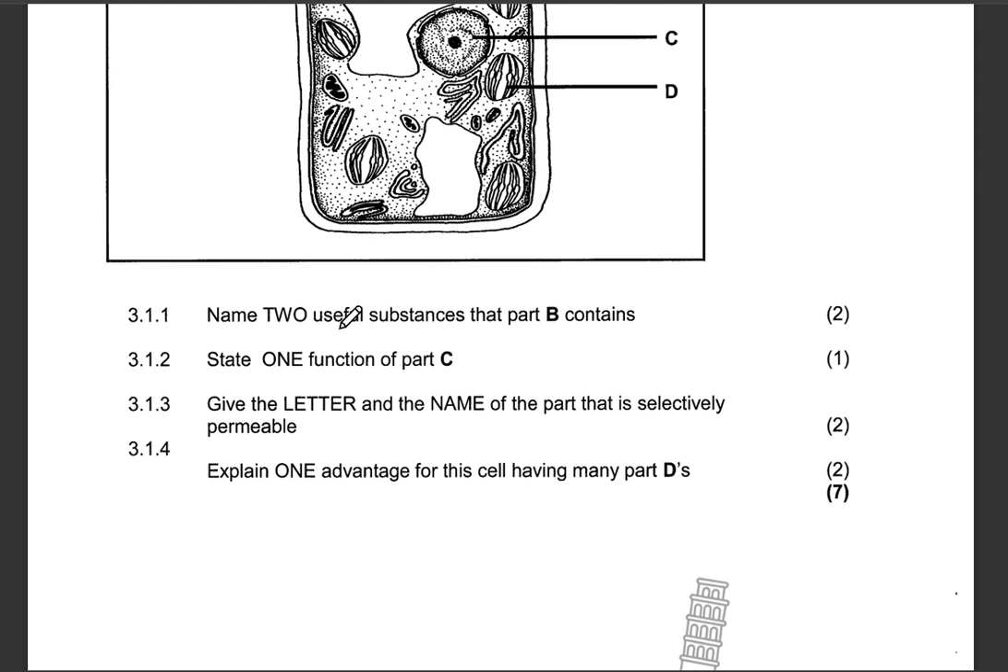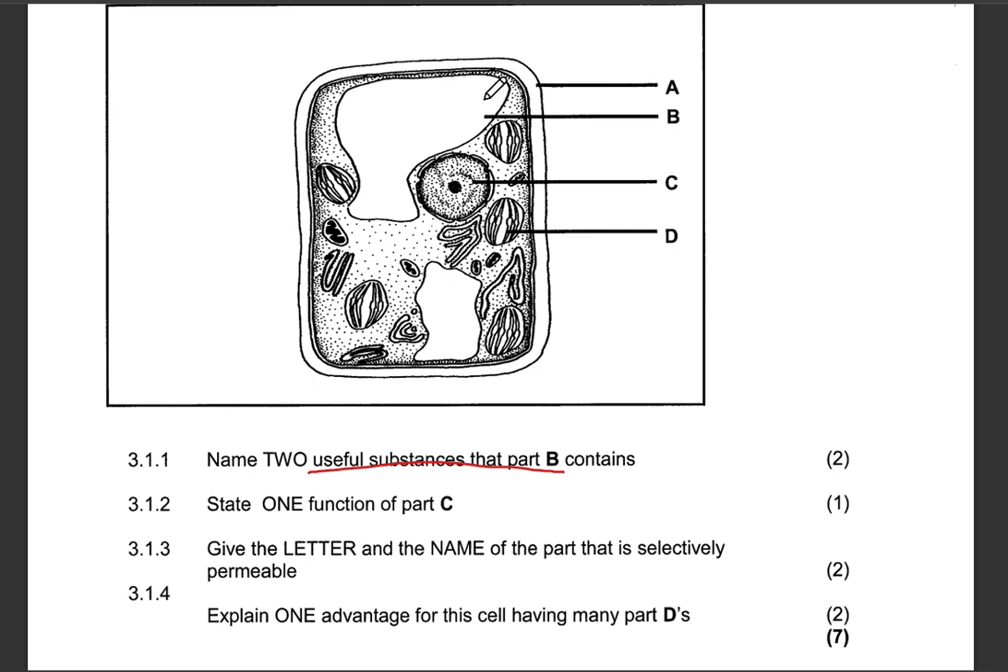Name two useful substances that part B contains. Let us see what part B is. So this is part B, that's the vacuole. So name two substances that the vacuole contains. It contains sugars, so there'll be sugars there. There'll be minerals. It's actually for storage, guys, remember? So there'll be minerals, there'll be pigments and water. You can also find water there. All right, so just any two.